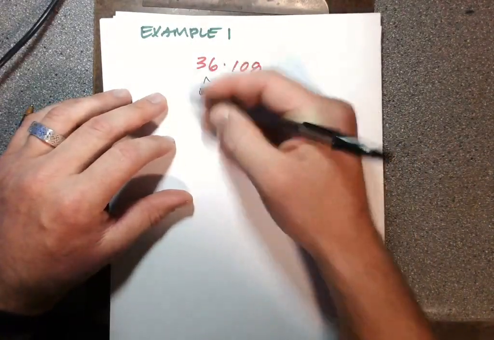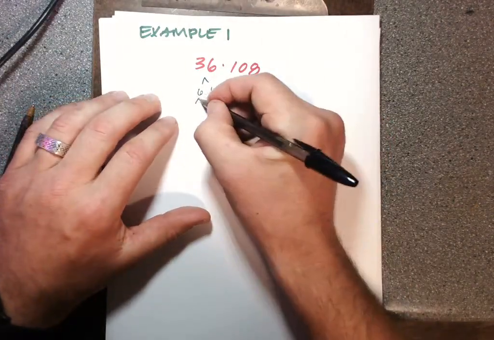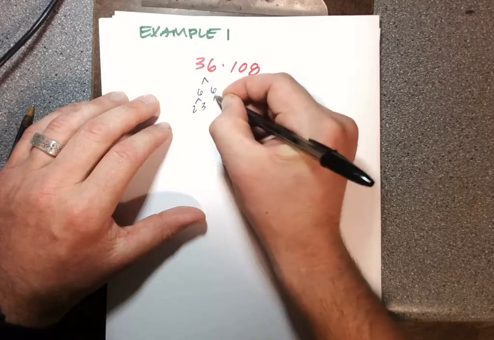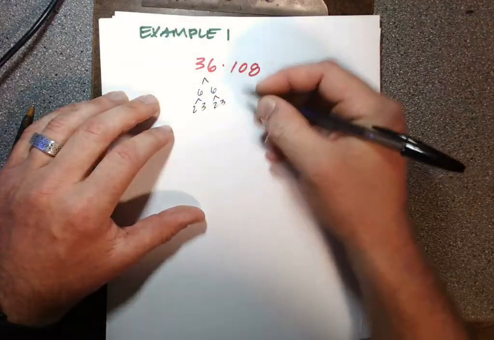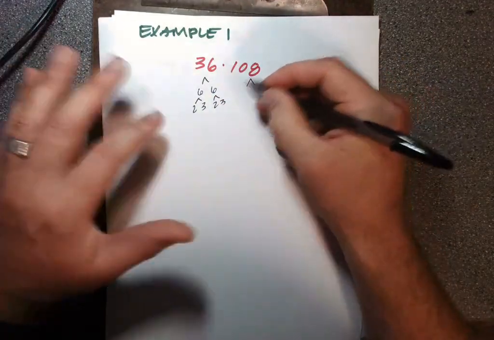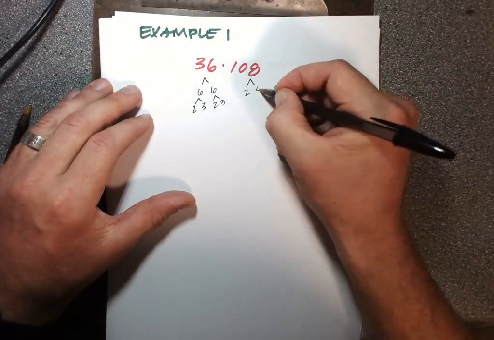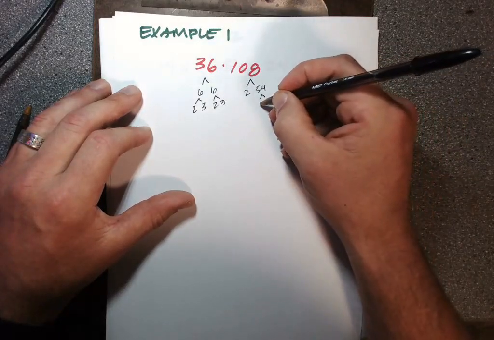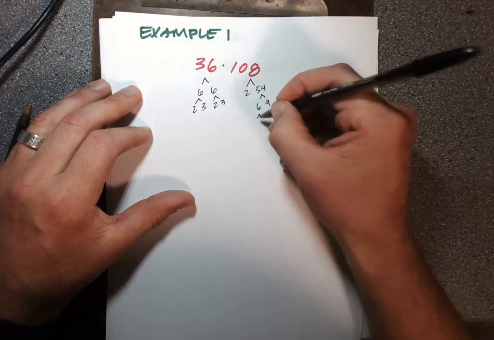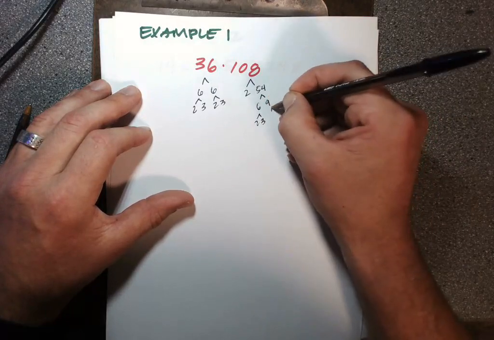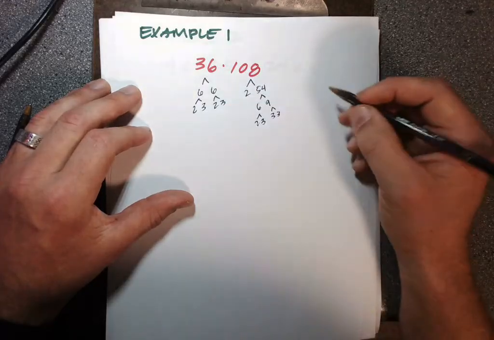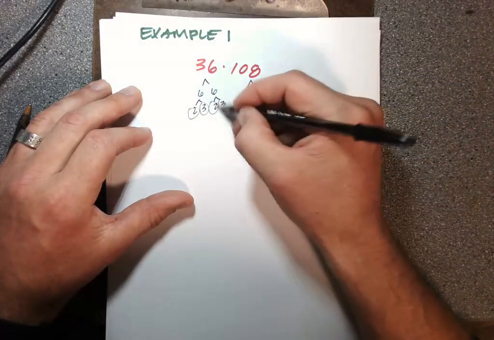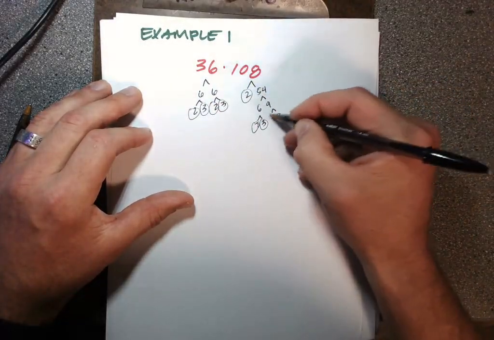36 is 6 times 6, but those are not prime because we can further break them down into 2 times 3, of which are prime. All right, 108, we could do this a bunch of ways. Let's just go 2 and 54, and with the 54, we could do 6 times 9, and then, all right, that's as far as we can go. So these are prime factors because they cannot be further divided.